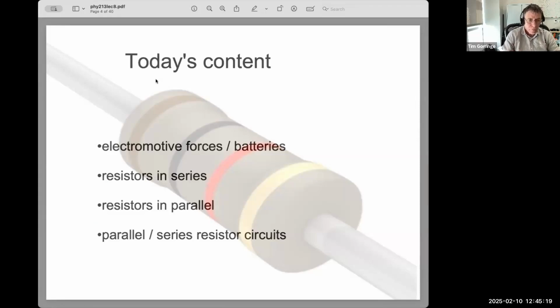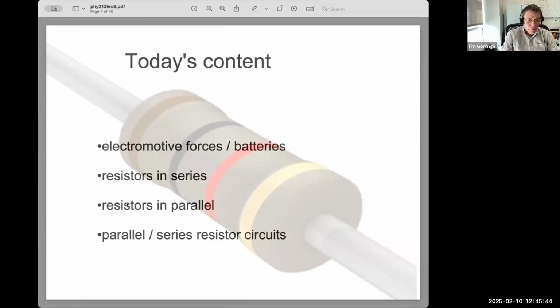In the last class, we discussed two topics. We discussed electrical currents and we discussed electrical resistance. Those two topics are going to be the building blocks, the basis for today's class. In today's class, I want to talk about some basic electrical circuits that involve batteries and involve resistors.